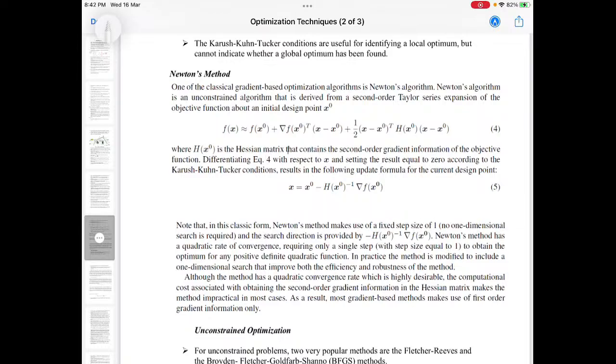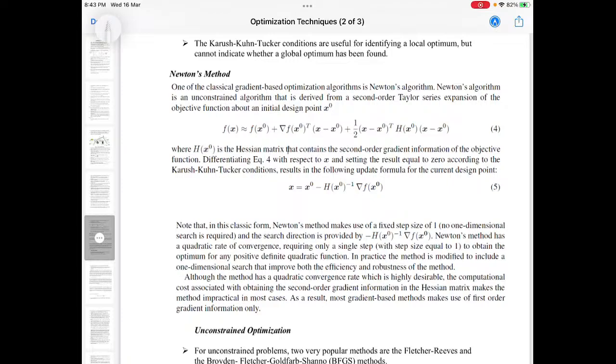So we are using a fixed step size of 1, and no one-dimensional search is required. The search direction is only provided by minus H of x raised to 0 inverse times delta f of x raised to 0. This is the step, and it is a fixed step size, that is 1, and the search direction is provided by minus H of x raised to 0 inverse into delta f of x raised to 0.